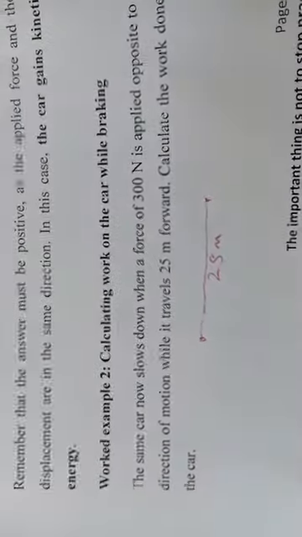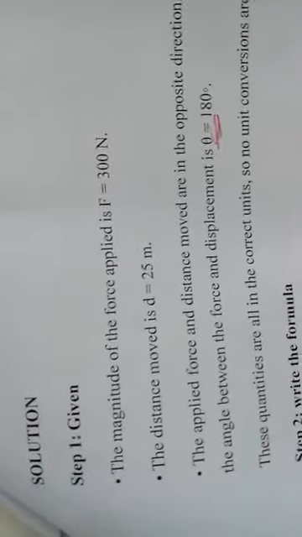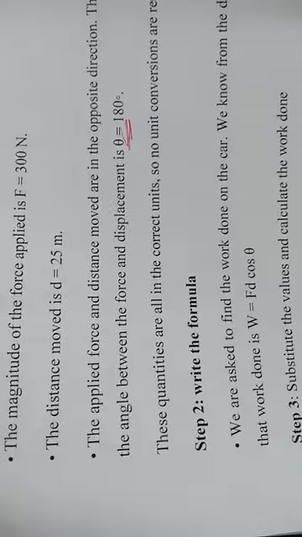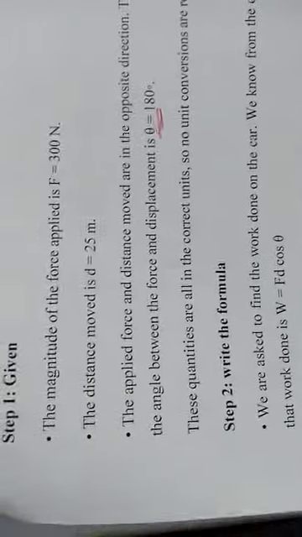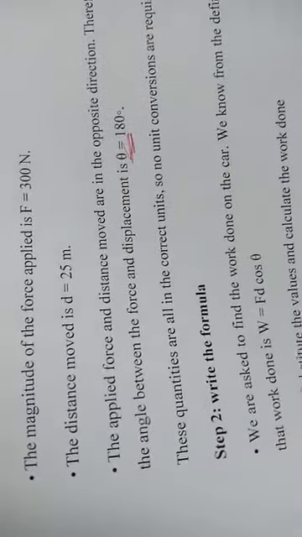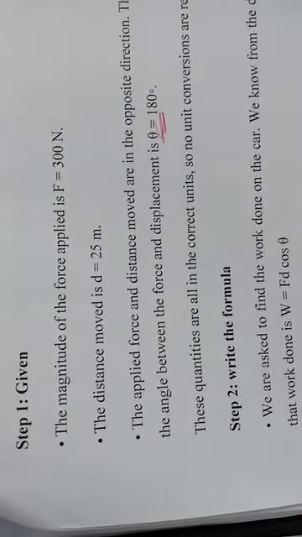So the concept is this. The calculation is as follows. The first step is extracting the given, as mentioned in your note. We have three givens: the force, which is 300 Newton, and the distance, in the opposite direction. Why is the distance in the opposite direction? Because in this case, the force is applied against the motion.